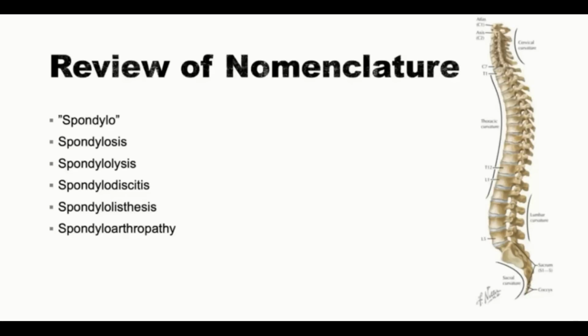Spondylosis, you can think of that as arthrosis of the spine, as we would talk about any other synovial joint. Spondylolysis, meaning some sort of lesion or disconnection of the pars interarticularis, which is an osteologic feature of the vertebral body. Spondylodiscitis is an infection of the spine and the vertebral body and disc, generally speaking. Spondylolisthesis is a translation in the axial plane of one vertebral body with respect to another.